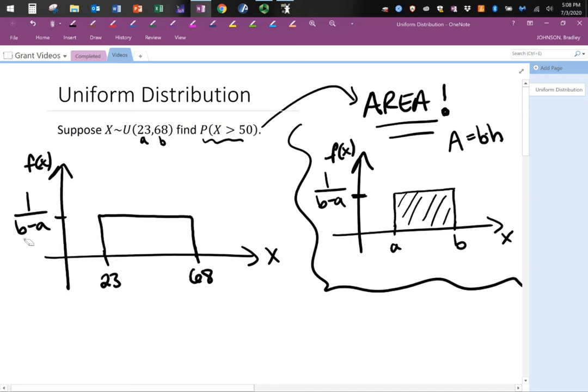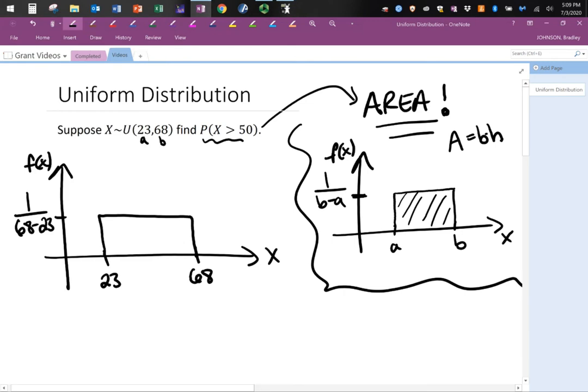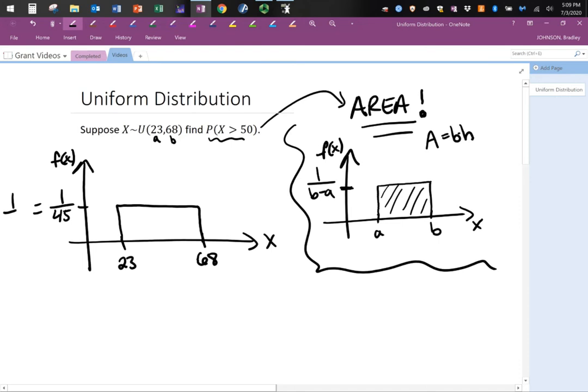Now in this example, b is 68 and a is 23. So I need to know what 68 minus 23 is. So let me get my calculator. And I will do 68 minus 23 is 45. So I can represent the height of this as 1 over 45. Okay, let me zoom out a little bit so you can see where that came from. 1 over 68 minus 23 gave you 1 over 45.